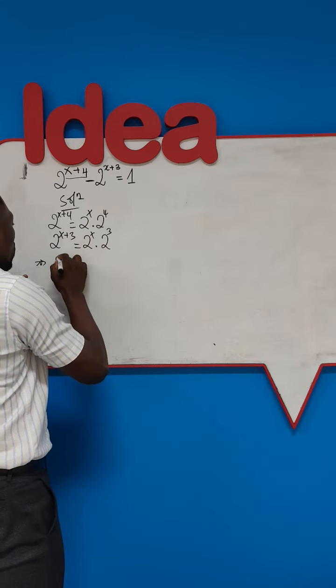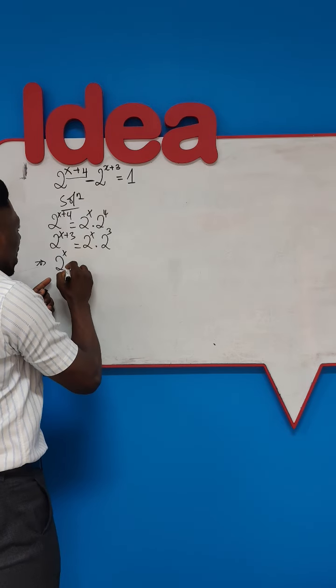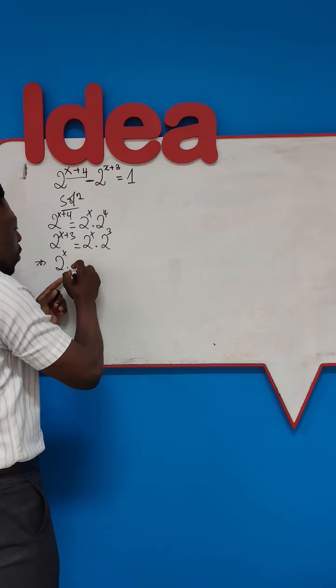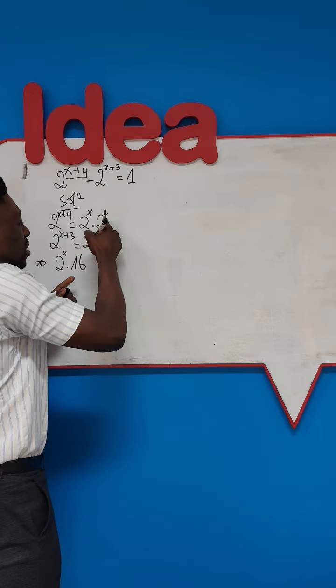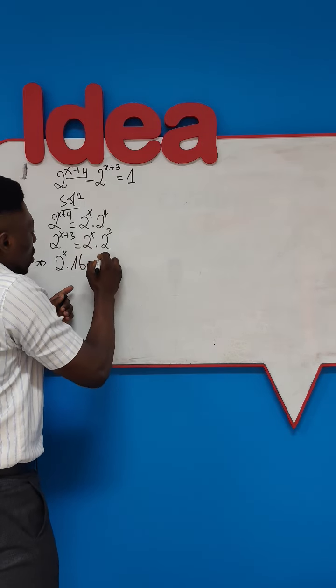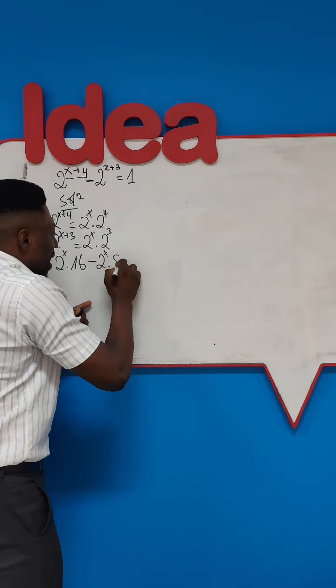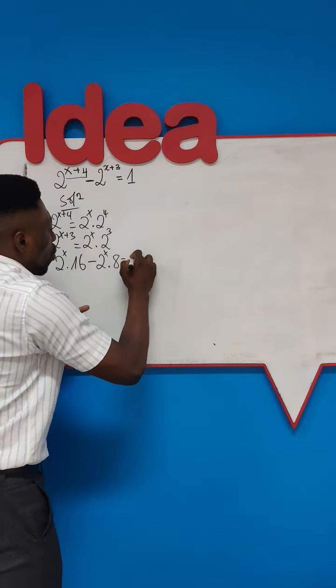This means that we will have 2 to the power of x, all of this will be 2 to the power of x times, what is 2 to the power of 4? This is 16, because this is 2 times 2 times 2 and times 2, it gives us 16. Now minus 2 to the power of x times, what is 2 cubed? Is 8, and then equals to 1.